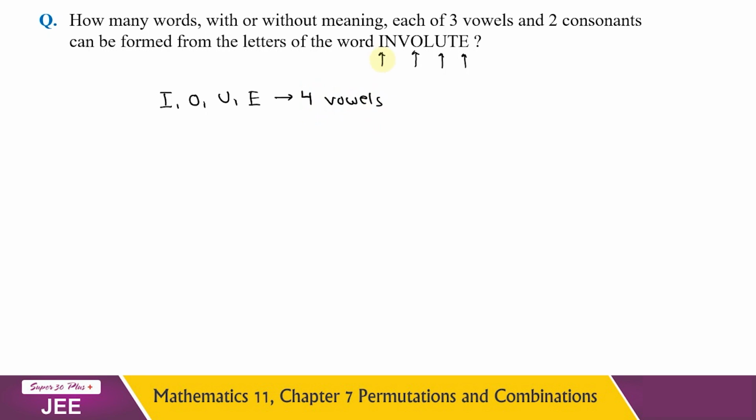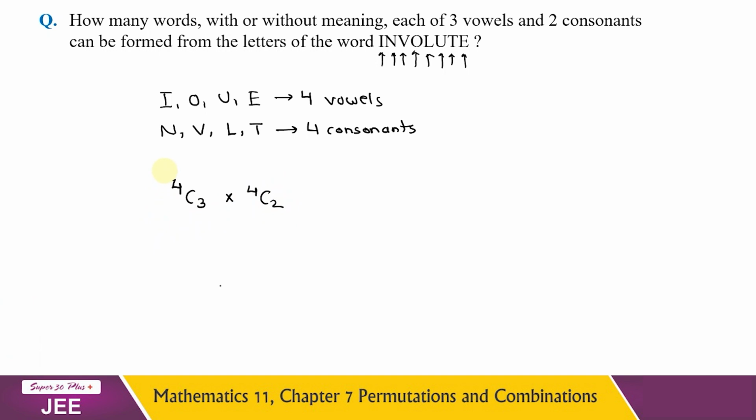And apart from these, we have N, V, L and T. So there are 4 consonants. Alright. So out of these 4 vowels, we are required to first of all select 3 vowels, and this can be done in 4C3 ways. And out of these 4 consonants, we are required to select 2 consonants. This can be done in 4C2 ways. And I have multiplied them because we want the simultaneous occurrence of events.